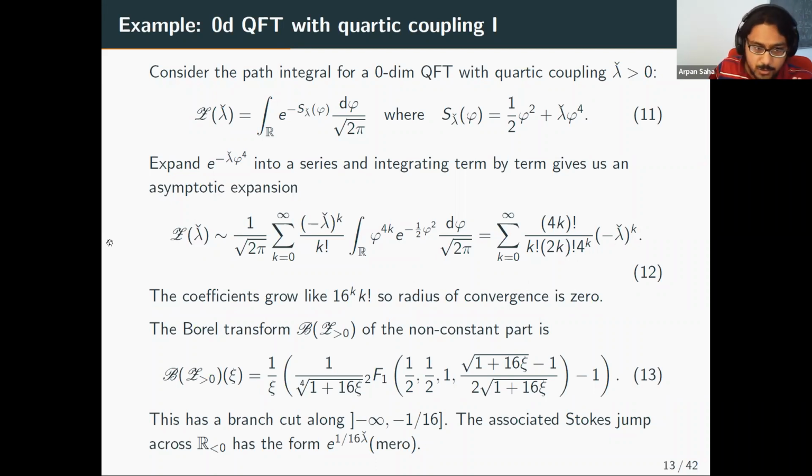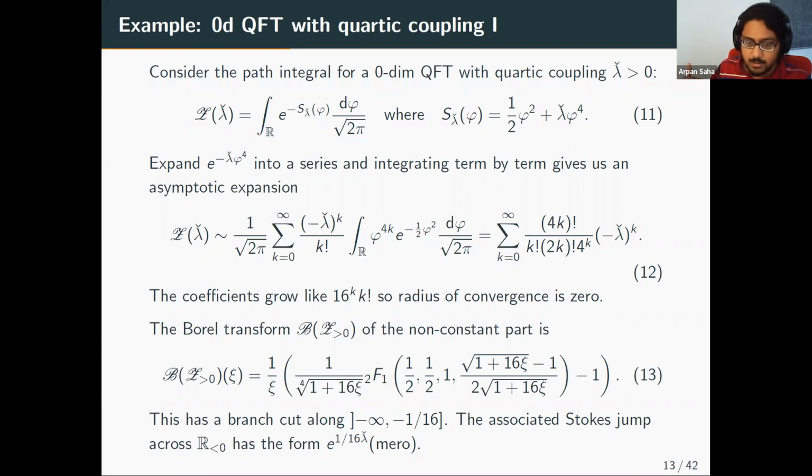Okay, now you have an asymptotic series. Now you can do the Borel transform. The Borel transform of the non-constant part is given by this expression, which involves the hypergeometric function 2F1. Okay, and this has a branch cut which runs from -infinity to -1/16, and the Stokes jump, which is basically some kind of a Laplace transform, right?